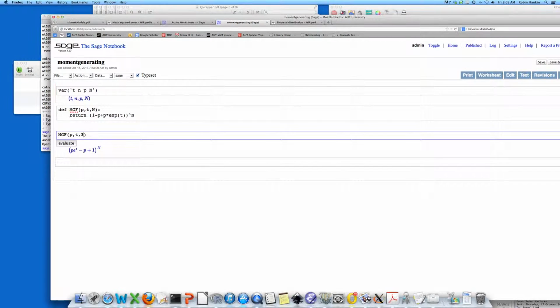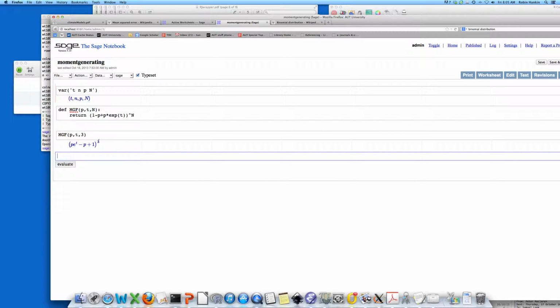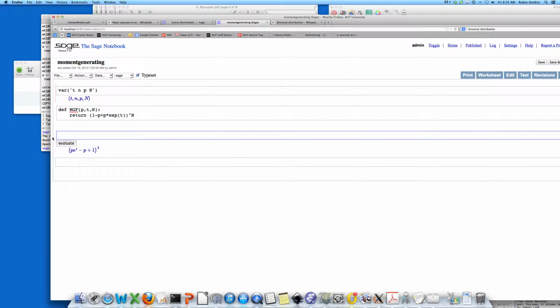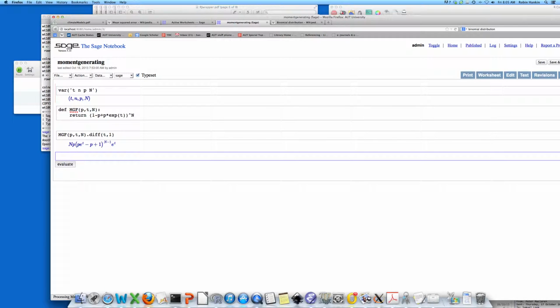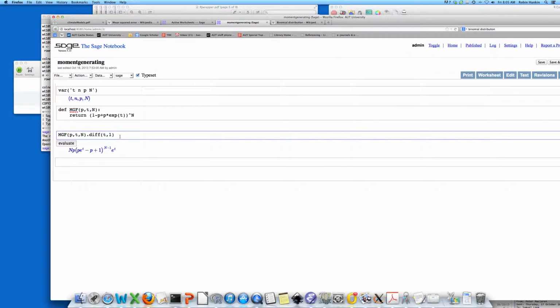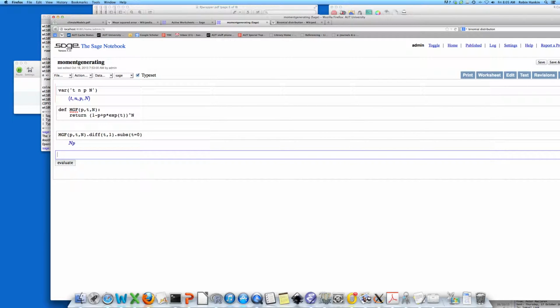But now I can be a bit clever and put 3 there, and you see it just takes that 3 and puts it there, because that's the power n. So it's quite nice. What I can do is take MGF of p, t, capital N, and differentiate it with respect to t. Well, let's just do it once. There you go, it does it all at once. Now the last bit is to substitute t equals 0, because that's what you have to do to get the expectation. np, we knew that. That's the expectation of the binomial distribution.